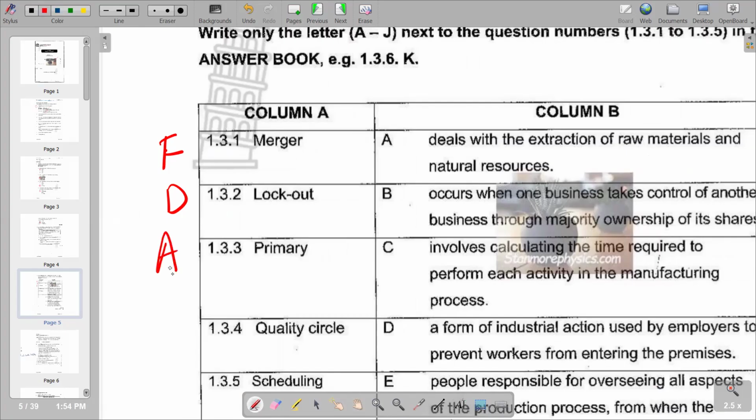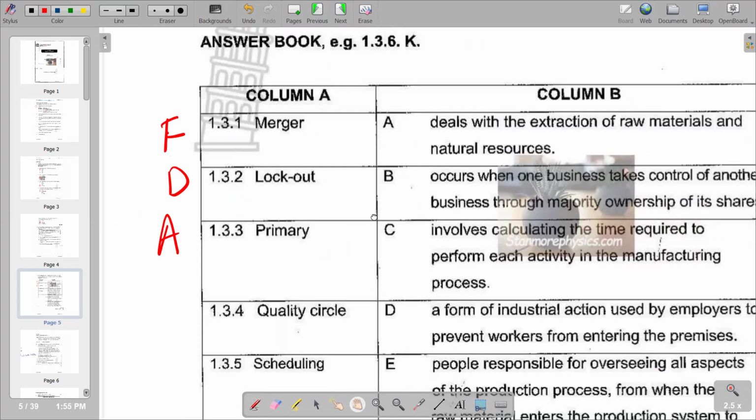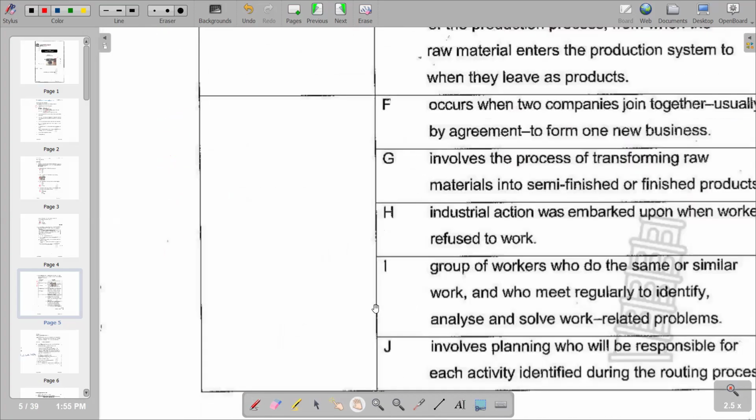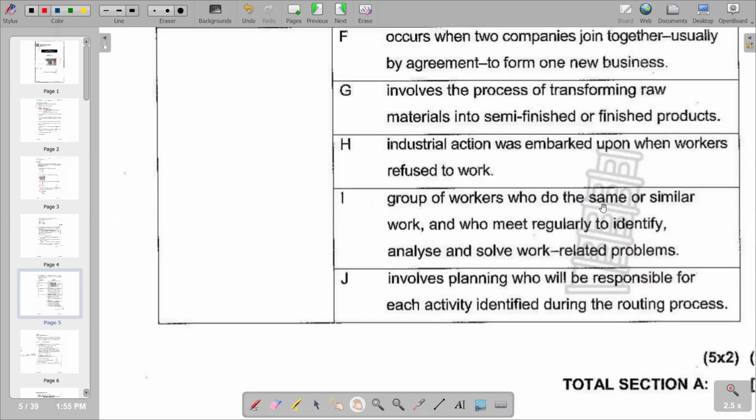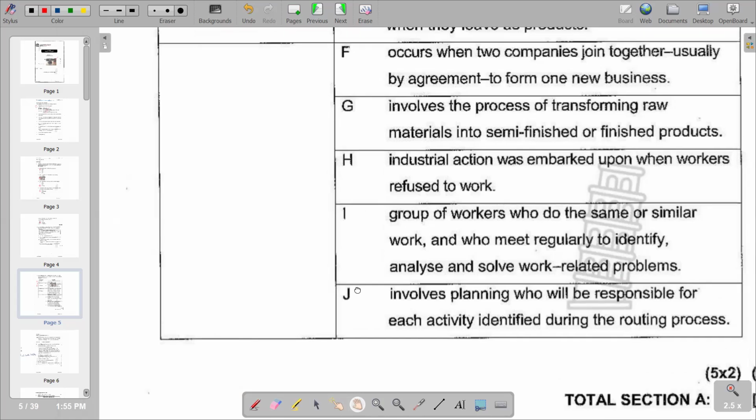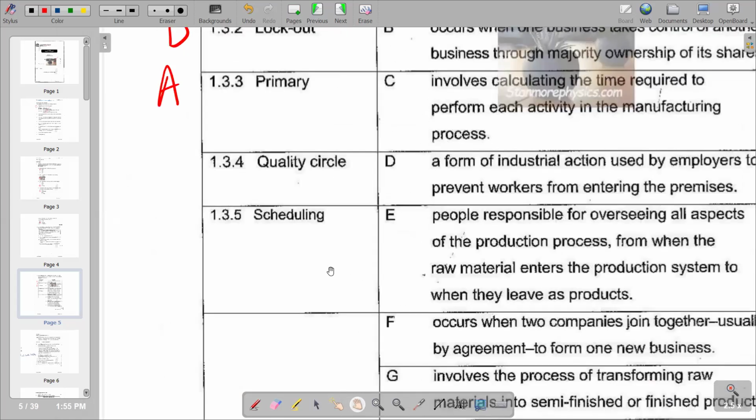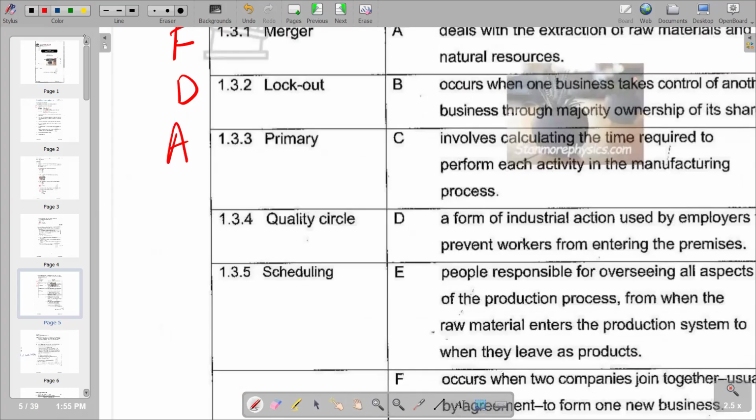Then we have got quality circle. On quality circle, also we need to see the best match that we have. So we go down looking for the best match. If you go to I, it is saying a group of workers who do the same or similar work and who meet regularly to identify, analyze, and solve work-related problems. So we have I as the correct response.